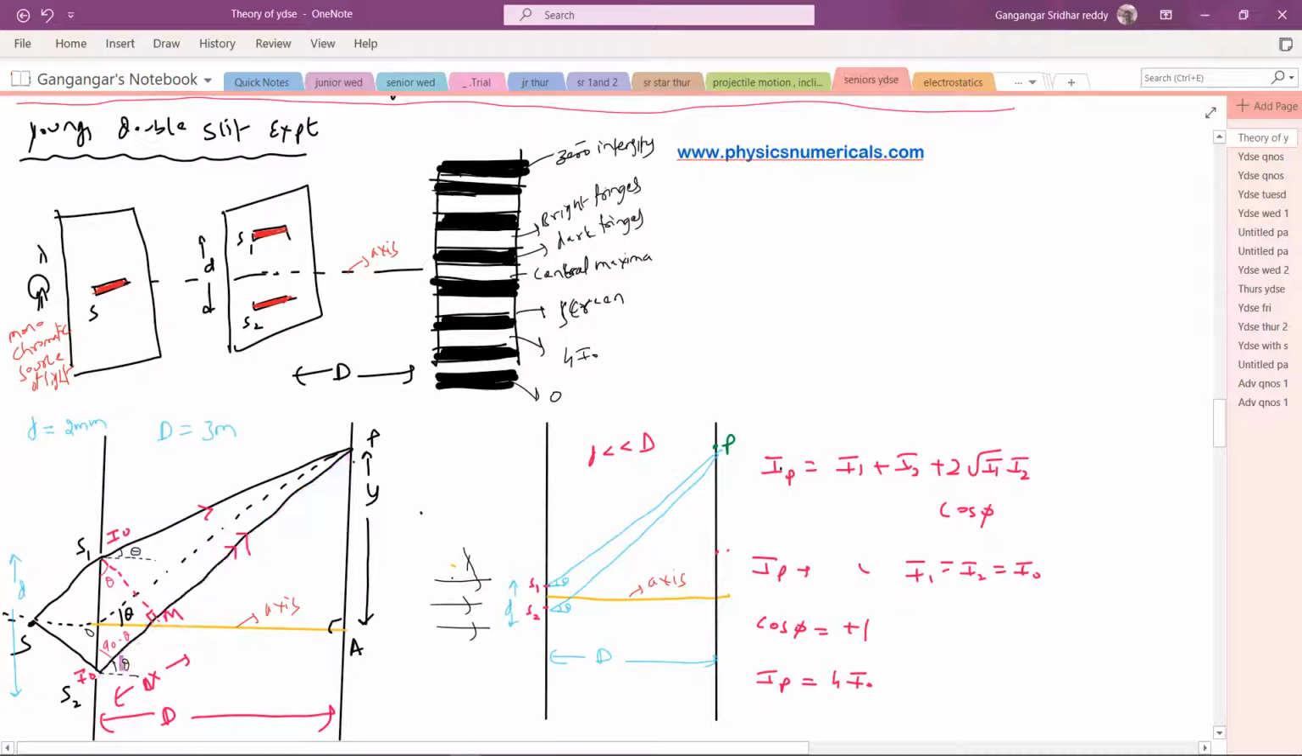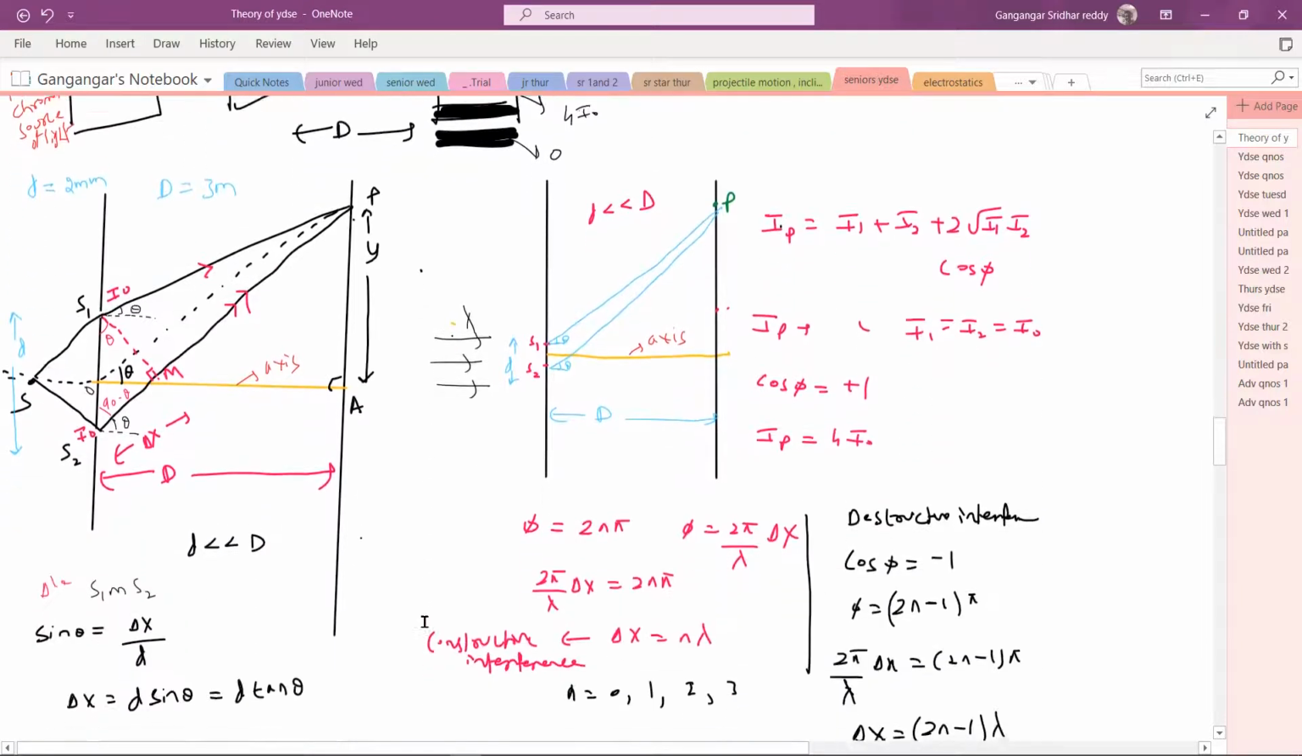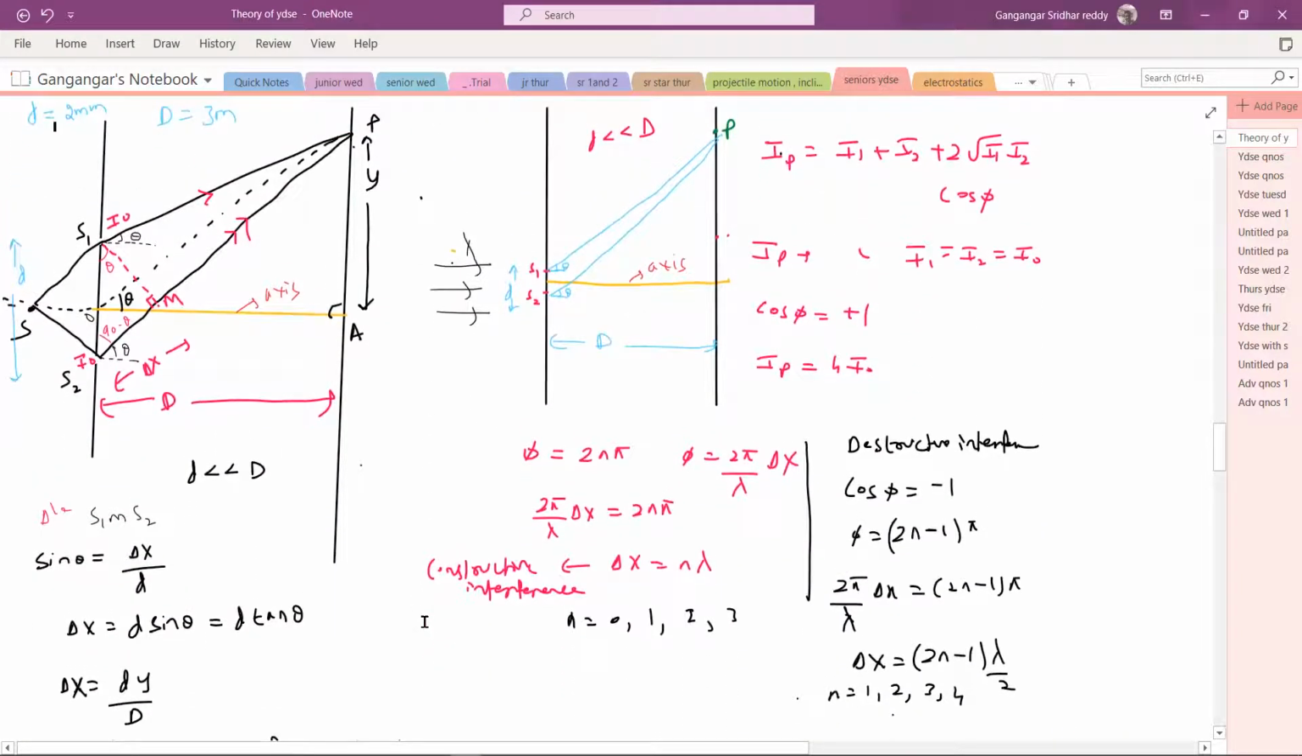Then if this is theta, what can be this angle? 90 minus theta. Let me drop a perpendicular S1M from S1 to the line S2P. Then this is 90 minus theta, this is 90, and this will be theta. Okay, got it now? So this will be theta. After getting this much, we'll get into the mathematical part.